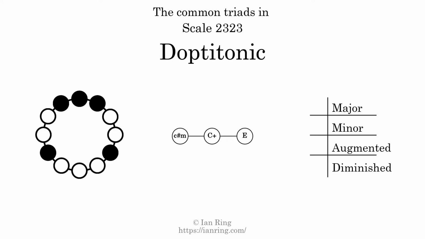1001000100011. Here are the common triads present in this scale. The diagram in the center is a graph of parsimonious voice leading between triads. There is one major triad. There is one minor triad. There is one augmented triad. There are no diminished triads. Here is a Hamiltonian path of parsimonious voice leading that uses all the triads.